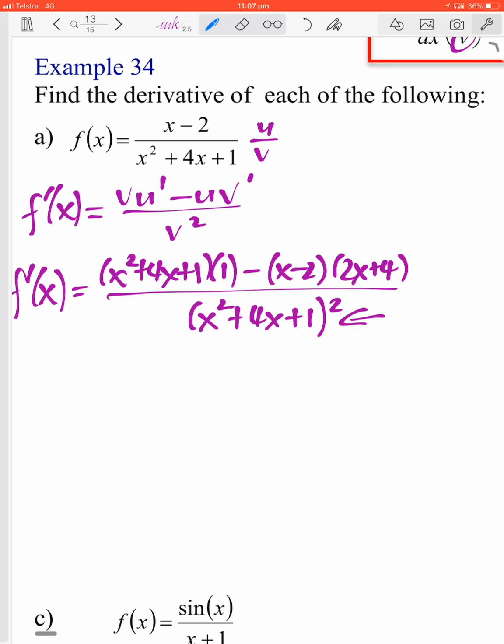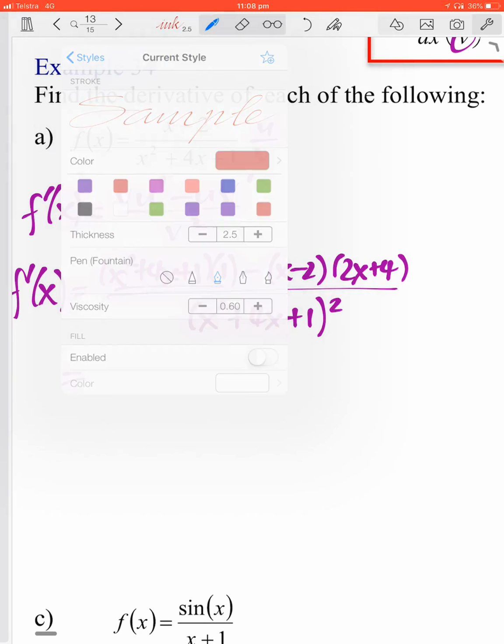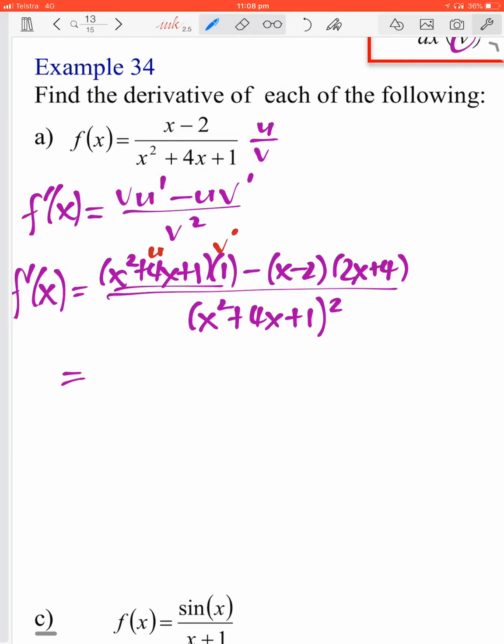Now don't expand that, because usually you set it equal to 0, and when you multiply it across, it's just going to disappear. So there's no point expanding it. On the top though, you should clean it up. So on here, I'll just write here so that you know. So that's u, that's v dash, sorry, that's v, that's u dash, that's u, that's v dash, and that's v squared. Now, if we expand it, this is all just times 1, so x squared plus 4x plus 1. Now, I'm going to put a minus and a big bracket around and expand this. x times 2x is 2x squared.